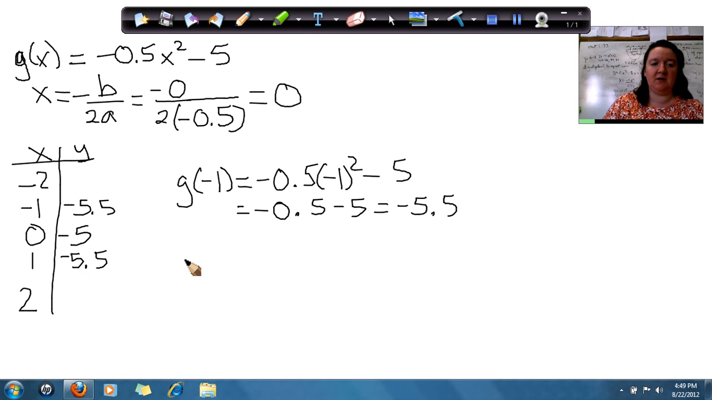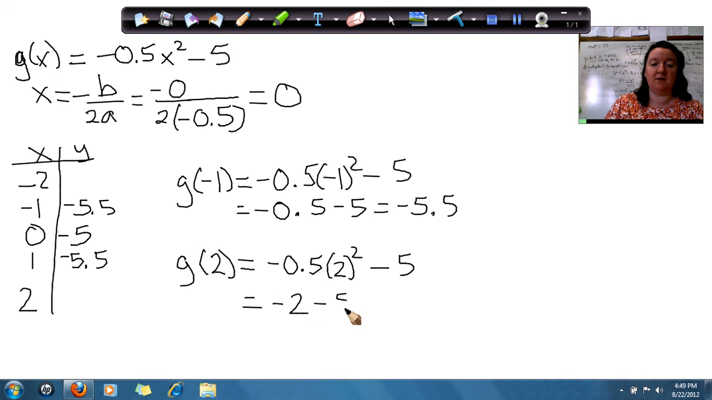So now let's find g of positive 2. Doesn't matter if we do positive 2 or negative 2 in this case. They're both symmetric from the axis of symmetry. 2 squared minus 5. If I take 2 squared, that's going to give me 4. And half of 4 is going to give me 2. So we're going to get a negative 2 minus 5. If we combine those like terms, it's going to get a negative 7. So a negative 7 here, a negative 7 here.